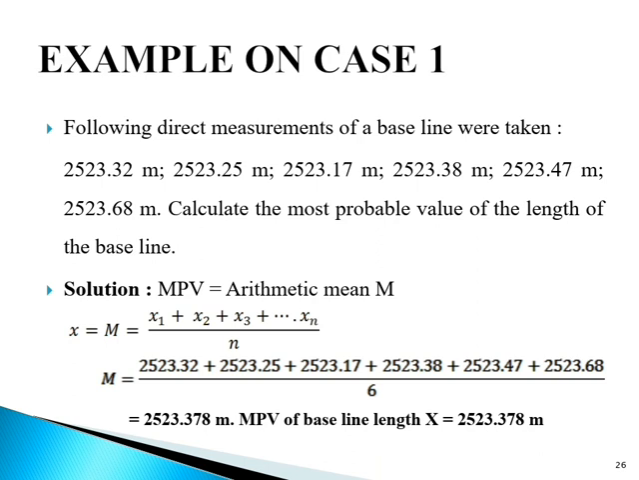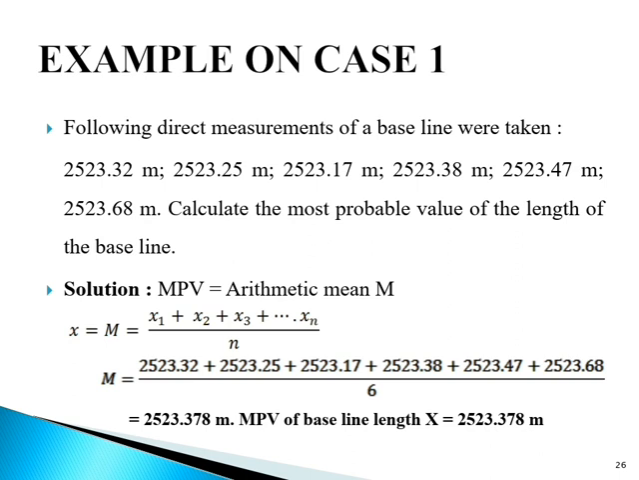So let's see an example based on case 1. The data is given here. The following direct measurements of a baseline were taken, and all the notations are given here, like 2523.32 meter, and the same for all the data. You can write it down in your notebook or paper. We have to calculate the most probable value of the length of the baseline.